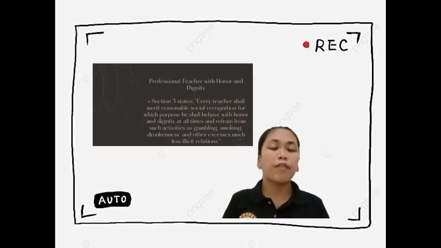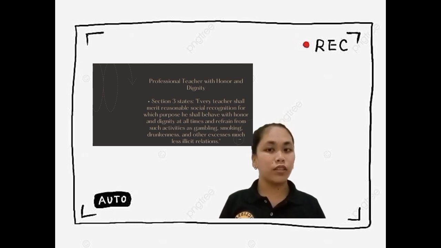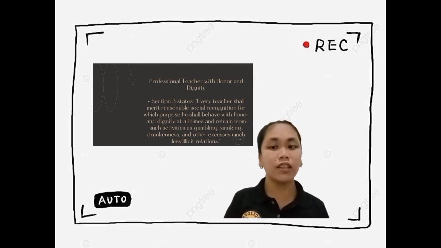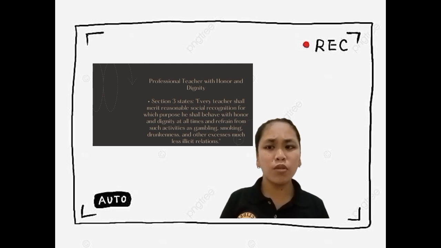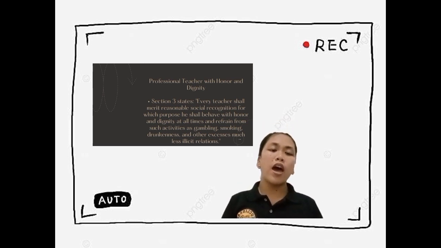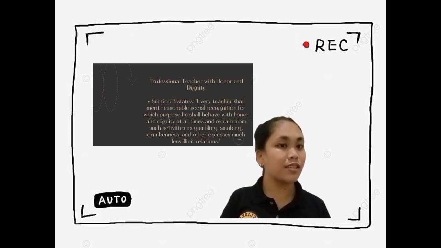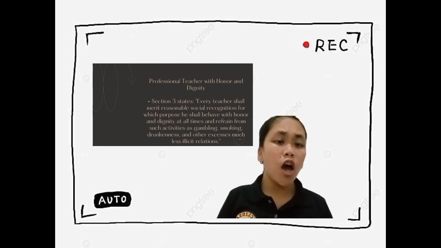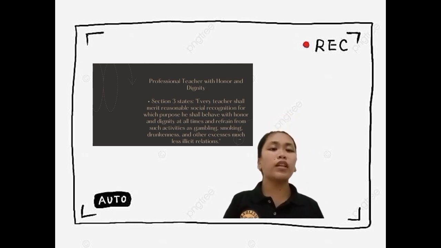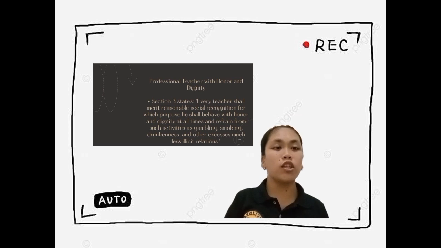Section 3, professional teachers with honor and dignity. It states that every teacher shall merit reasonable social recognition, for which purpose he shall behave with honor and dignity at all times and refrain from such activities as gambling, smoking, drunkenness, and other excesses, much less illicit relations. So, children can behave like what a teacher would create.